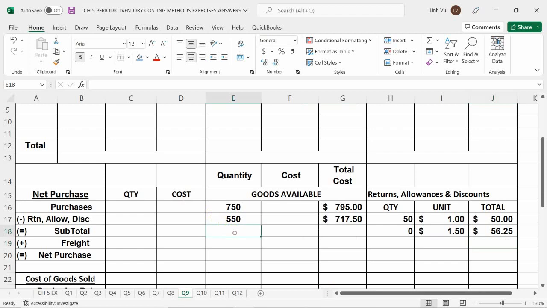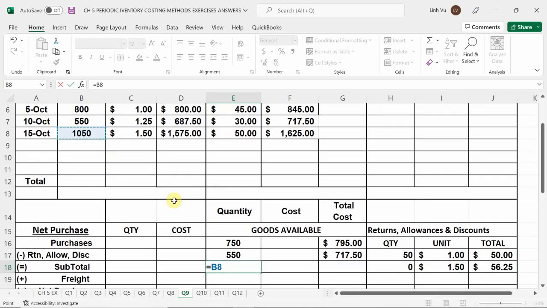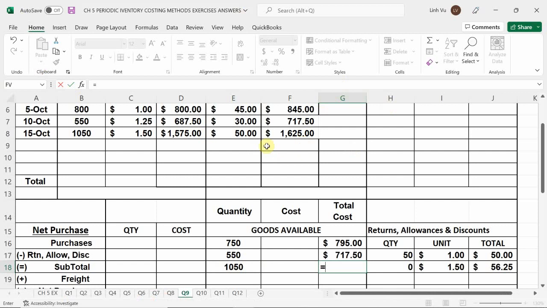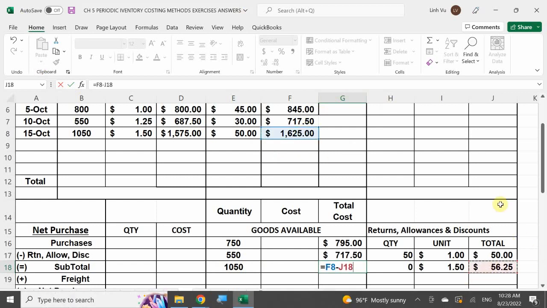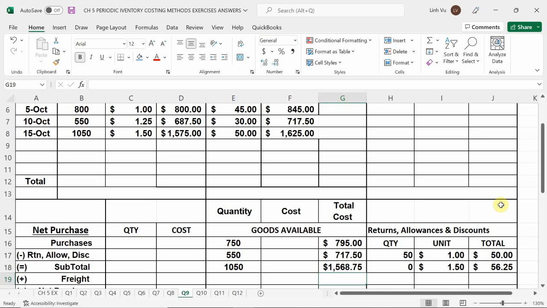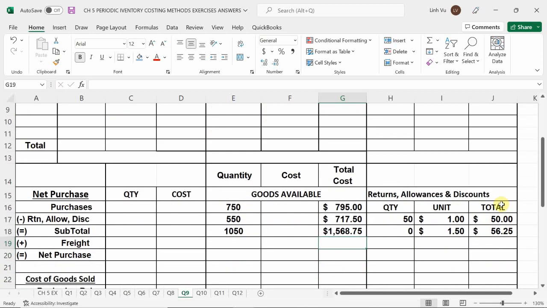Okay, so now that I have a refund, that means all 1,050 units, 150 of them were discounted. So therefore, it didn't change the total quantity, but it did change the total value here because it was $16.25, but I end up getting a refund for $56.25. So I'm at $1,568.75. Okay.